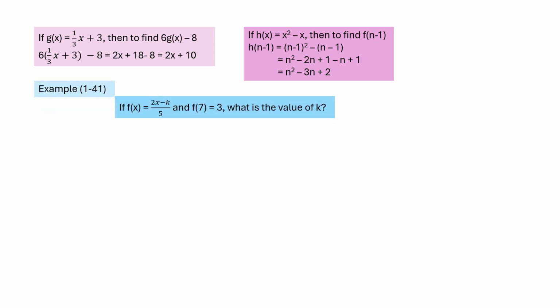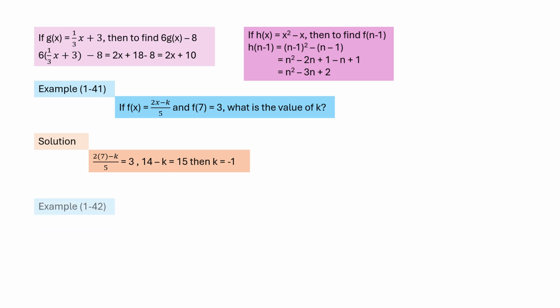Example 141. f of x equals 2x minus k over 5, and f of 7 equals 3. What is the value of k? Solution: plug in x by 7 and equate the answer to 3. So 2 times 7 minus k over 5 equals 3. Do cross multiplication. So 14 minus k equals 15. Then k equals negative 1.